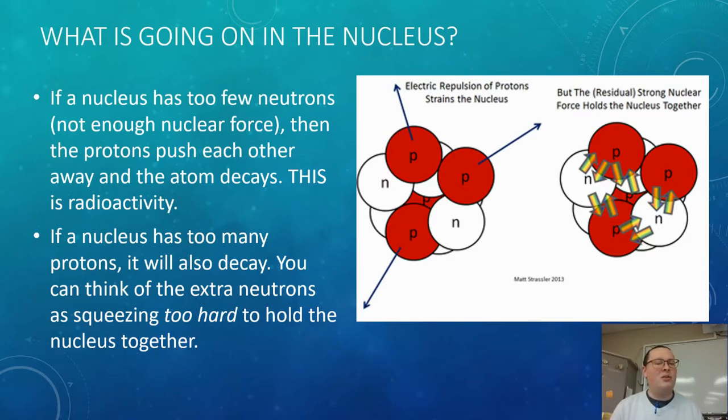What is a little bit counterintuitive is that if a nucleus has too many neutrons, it will also decay. You can think of the extra neutrons as squeezing too hard to hold that nucleus together, and it's still unstable. So we have to strike just the right balance in the nucleus of enough neutrons to get that nuclear force to hold the nucleus together stably. But if there are too few or too many neutrons, that nucleus is not stable, it's going to decay, and we get some form of radiation out of it.